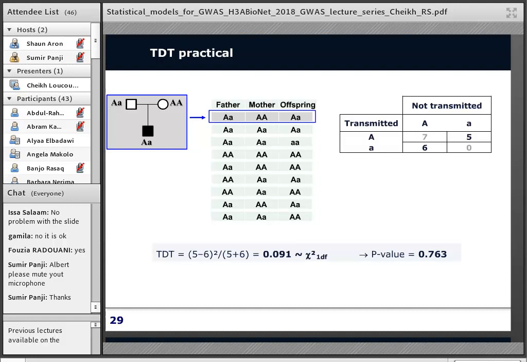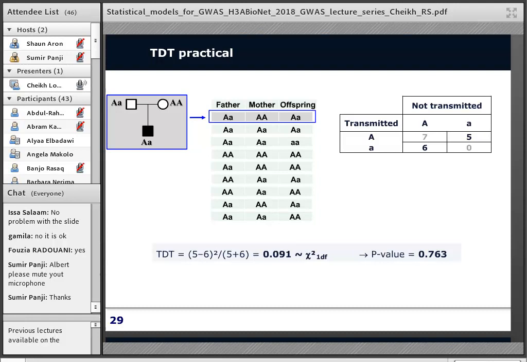For example, here, in illustration, imagine you have here a sample of individuals. For example, the first figure is corresponding to the first line where the father has a capital A, small a, the mother capital A, and this offspring capital A, small a. So we know that the father transmitted the small a and the mother transmitted one capital A. And here this count has to be put in this table, and then if you do it line by line, you will have the final count table, like the one in the top right. And from that table, you compute the test statistic.